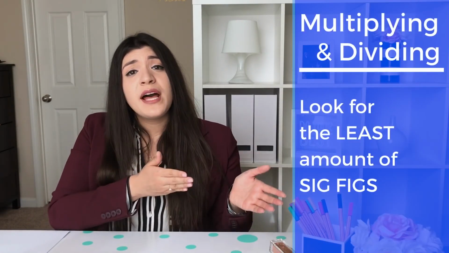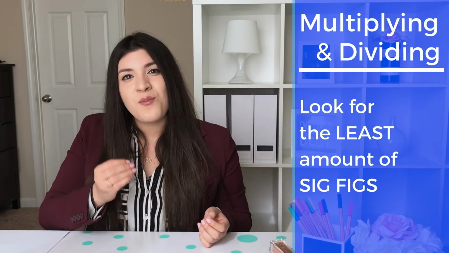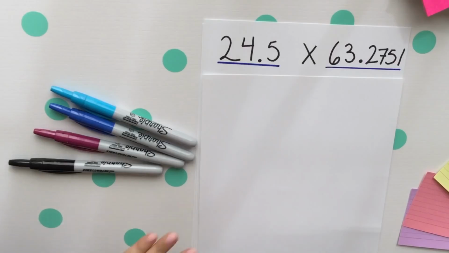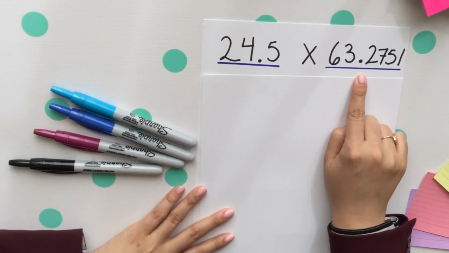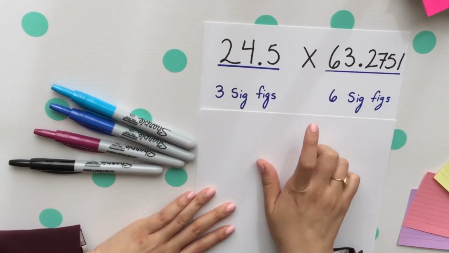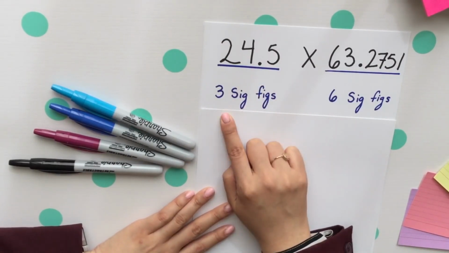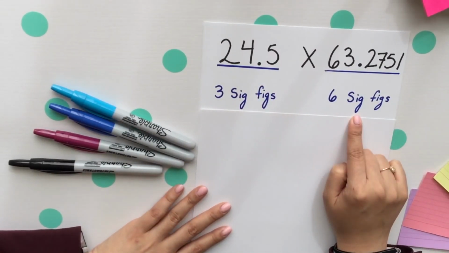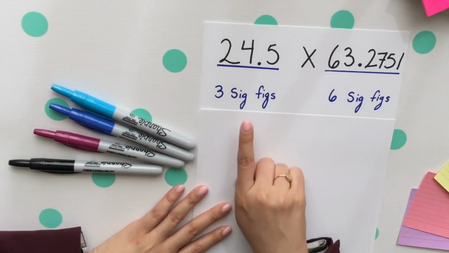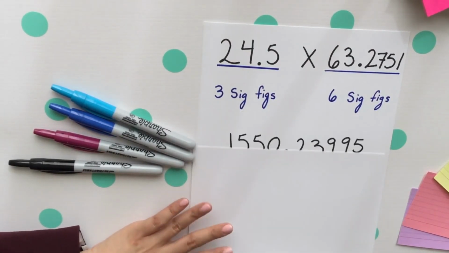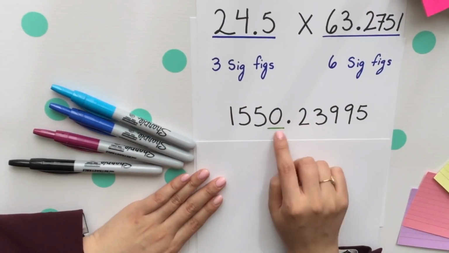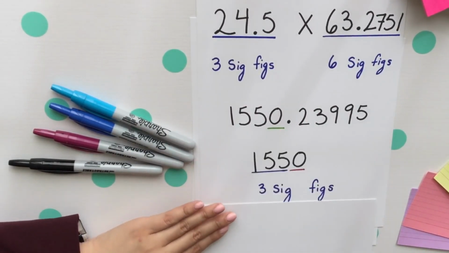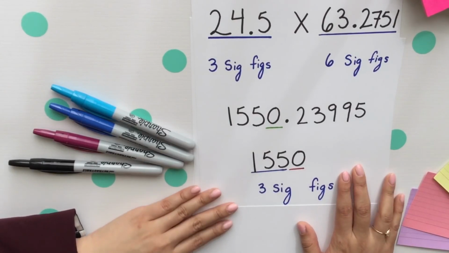Moving on to multiplication and division. When multiplying and dividing, you look for the least amount of sig figs. Your first step is to figure out how many sig figs there are within each number. Notice that there are 3 sig figs in this first number and 6 sig figs in the second. So we will round to 3 sig figs. After multiplying, you then want to go ahead and stop at this 0. So you remove that decimal place, and there really only are 3 sig figs.